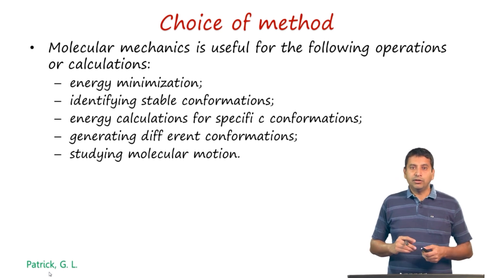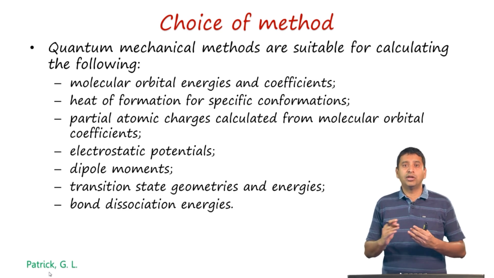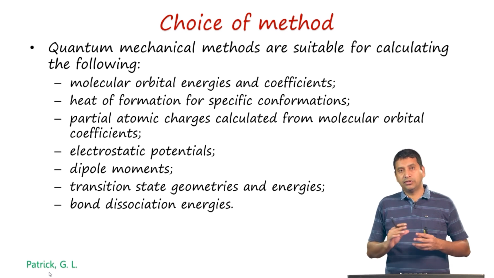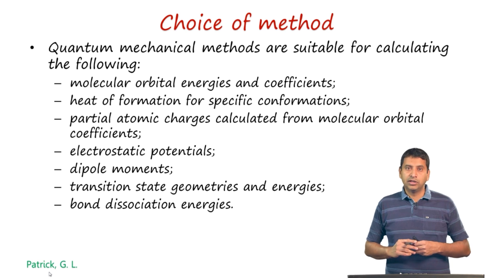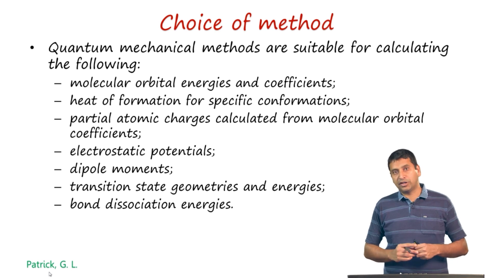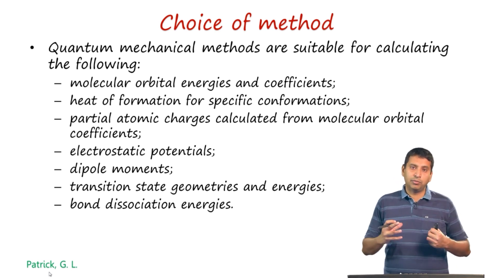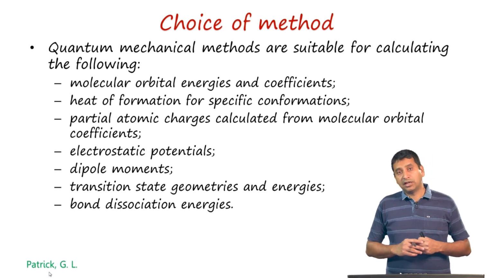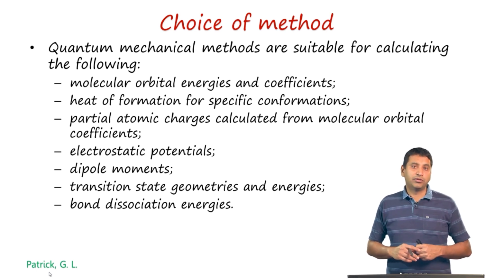It is also useful to study molecular motion. Quantum mechanics is more suitable for calculating molecular orbital energies and coefficients, and it can also be used for heat of formation for specific conformations. So, you have to define the conformation and then you can calculate the heat of formation. But it can importantly calculate partial atomic charges and electrostatic potentials. These both become very important when we are looking at interactions between, let us say, a protein active site and the molecule. It can also calculate dipole moment, transition state geometries and energies. And lastly, it can give you an idea about bond dissociation energy.